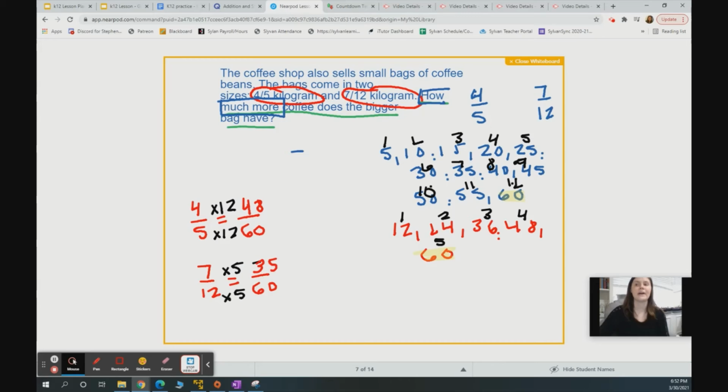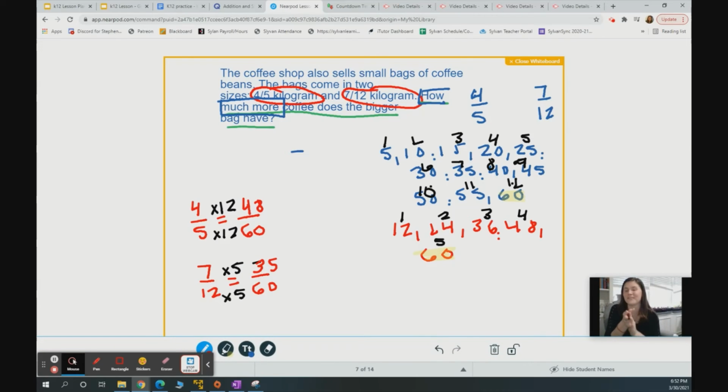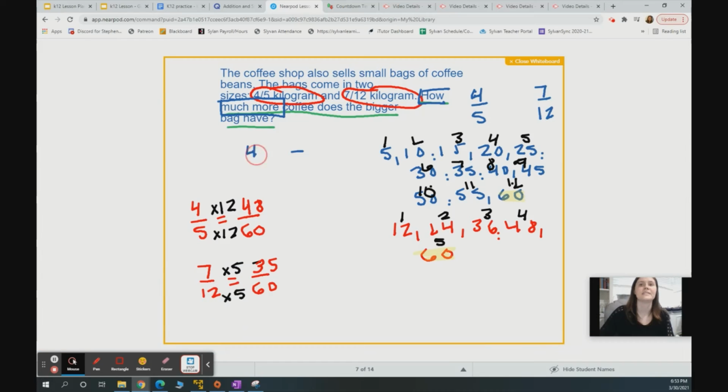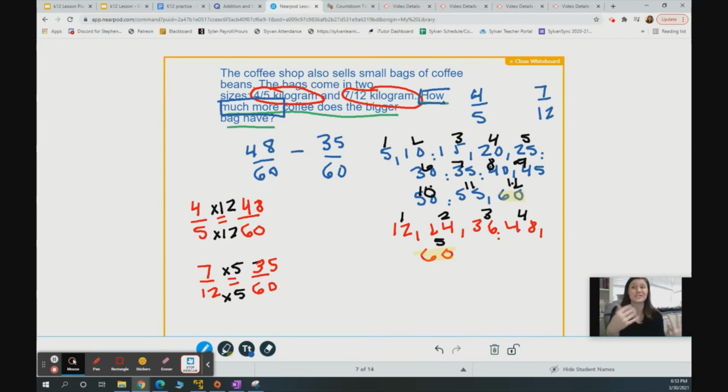Now I can easily tell which one's the bigger fraction because they have the same denominator. I can compare the numerators and I see that the bigger number is 48. So my problem is going to say 48 sixtieths minus 35 sixtieths.